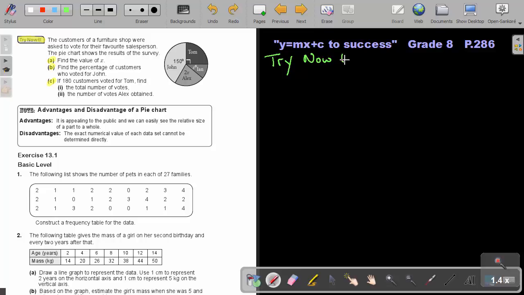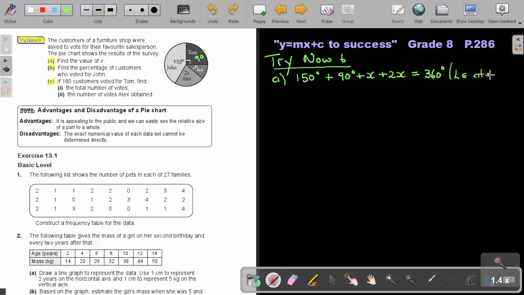Try now 6. Let's start with number A. The customers of a furniture shop were asked to vote for their favorite salesperson. The pie chart shows the result of the survey. Find the value of x. So basically, I'm just going to form an equation. So I add up all of this and then I will get a revolution which is 360. Now remember that little square means 90 degrees. So I can say 150 degrees plus the 90 plus x plus 2x will give me a sum total of 360. And the reason why is it's angles at a point.